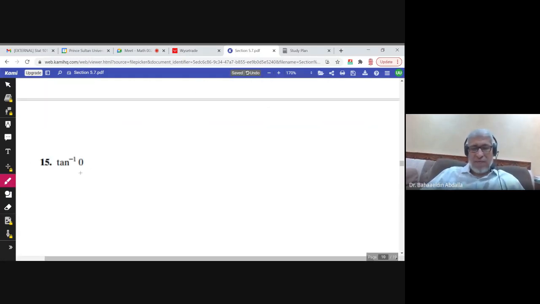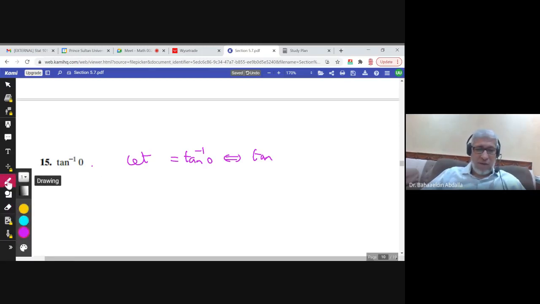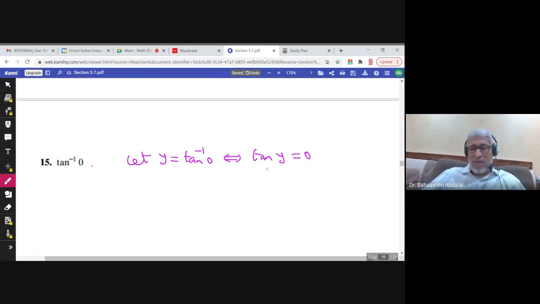Let me find tan inverse of 0. So as usual, we say let theta equal tan inverse of 0. This means that tan theta equals 0. By the way, you can call it theta or y, it is no problem. Let me call it y here. So tan y is 0. What is the angle with tan y equal to 0, where y, remember, has to be between negative pi over 2 and pi over 2?